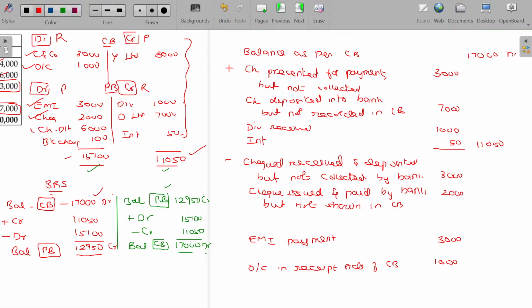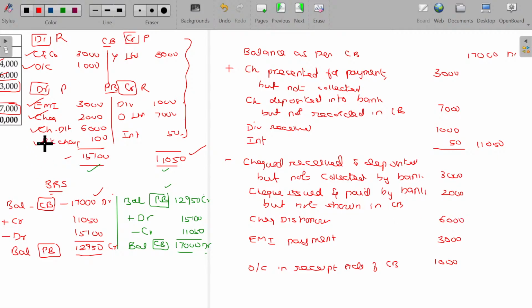Apart from that, one of the checks we issued got dishonored. Okay, one of the checks got dishonored. We received a check that got dishonored, so check dishonored. So it also appears only in the cash book, with no parallel entry in the passbook. Check dishonored. This value being 6,000. Check dishonored being 6,000.